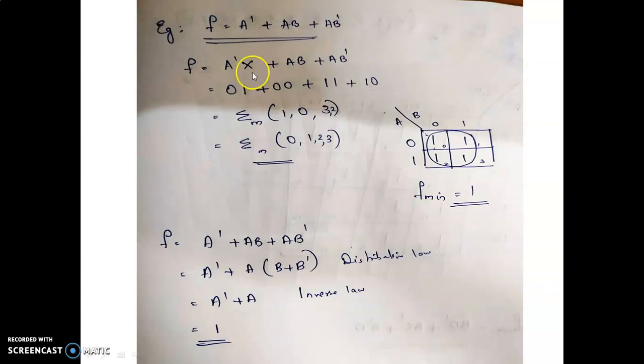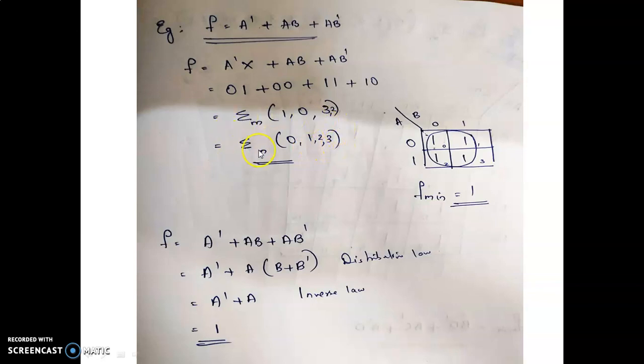So in this case, F is equal to A bar, which is not complete. That is, B is missing. AB is complete, AB bar is also complete. So in order to convert that to standard SOP, I am putting an X there. So A bar X plus AB plus AB bar. A bar is 0, X can have the value either 1 or 0. So 0, 1, 0, 0. AB is 1, 1. AB bar is 1, 0. So 0, 1, 0, 0, 1, 1, 1, 0. So sigma M 1, 0, 3 and 2. Okay, so sigma M 0, 1, 2 and 3.